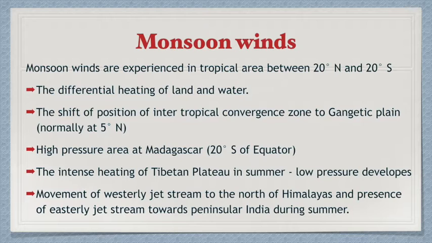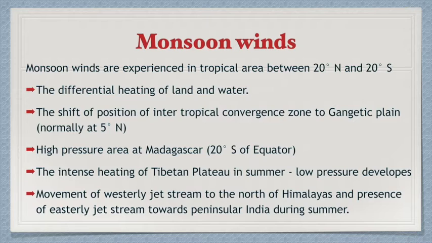Intertropical convergence zones usually lie at 5 degrees north to 5 degrees south. In summer season it moves towards north in Gangetic plains, whereas in winter it moves towards the south. So intertropical convergence zone movement causes monsoon winds to develop. Next factor is development of high pressure area at Madagascar, usually at 20 degrees south of equator.